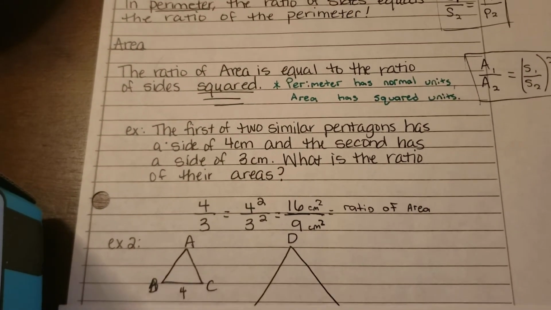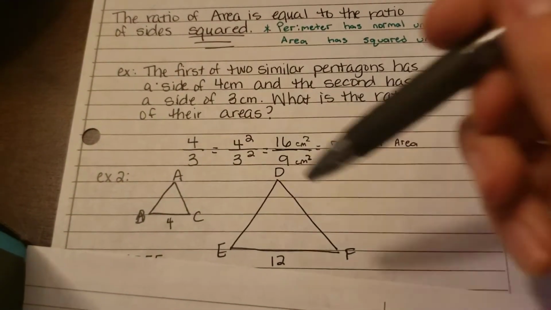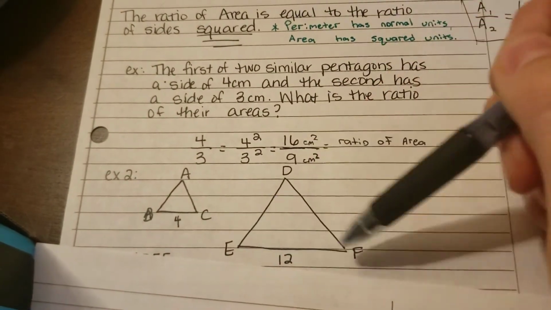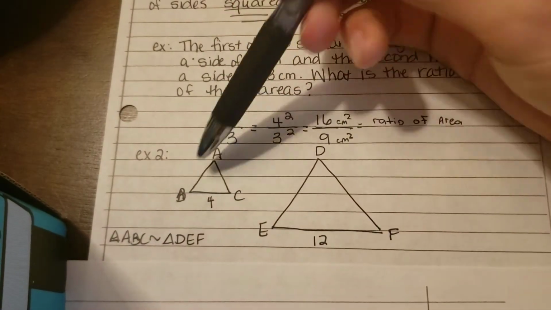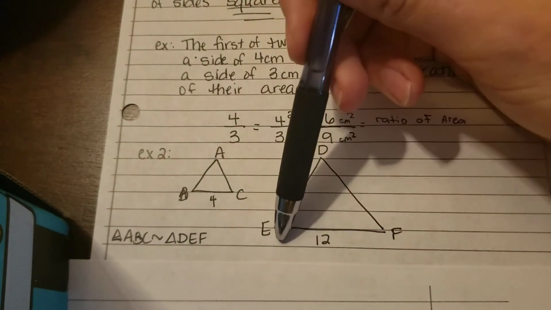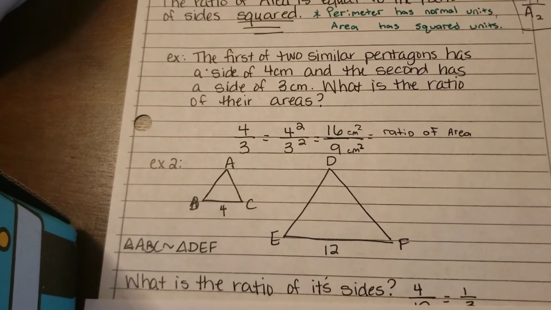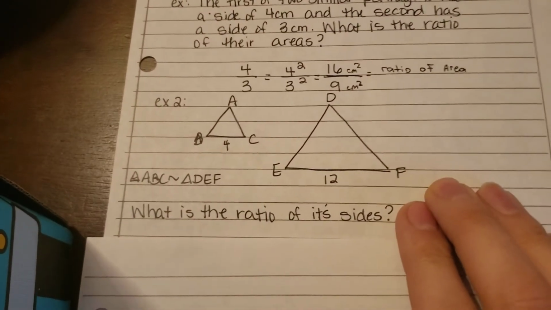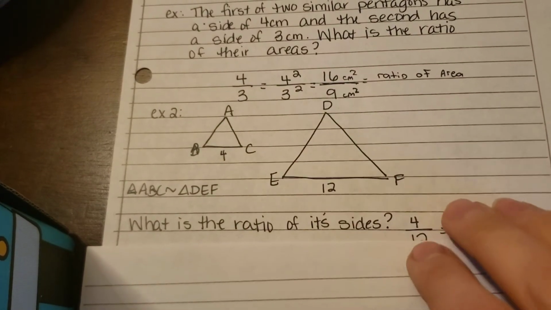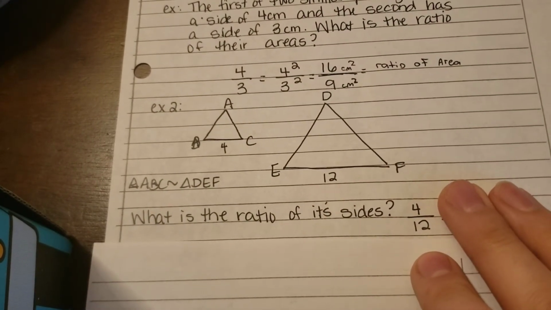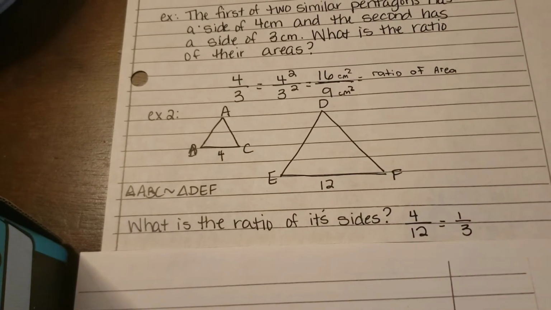Okay, here's another example. Let's say we have A, B, C, D, E, F, and we know that these two triangles are similar. So triangle ABC is similar to triangle DEF. What's the ratio of the sides? Let's just start there. The ratio of the sides is going to be 4 over 12. Can we simplify that? Sure can. That fraction simplifies to 1/3.